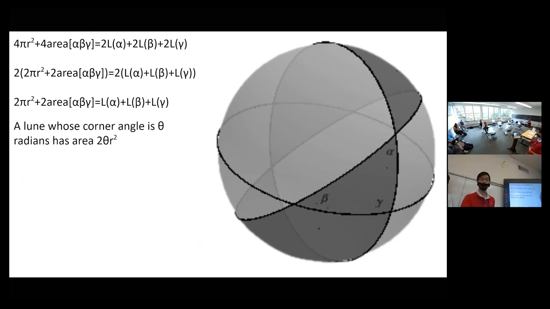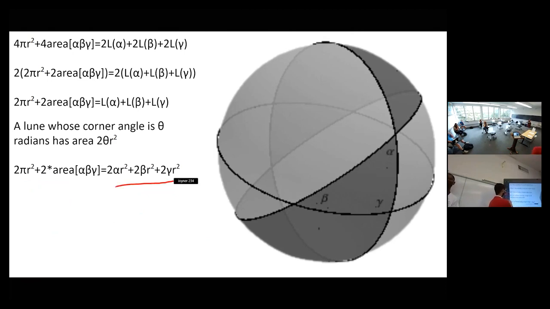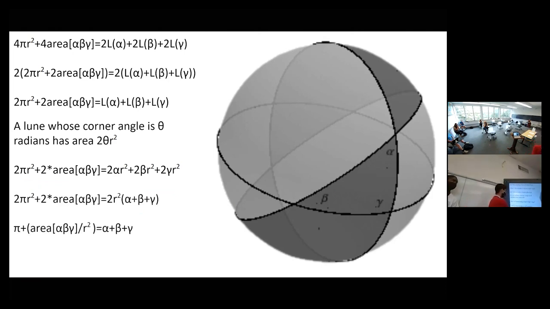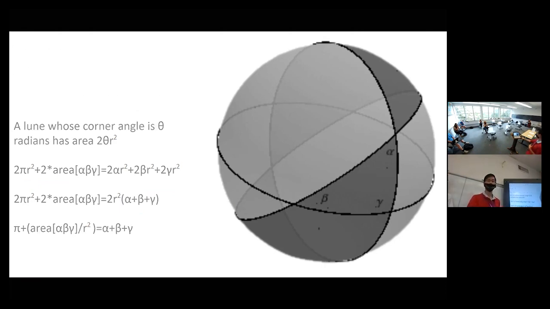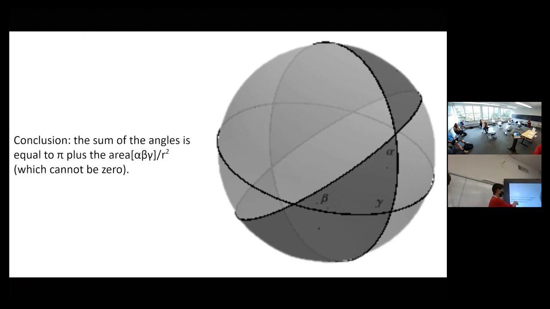Great, now we can substitute it in, and we get this on the right side of the equation right here. And we see we can factor out a 2r squared here. We divide both sides by 2r squared. We end up with this final equation. The sum of the interior angles of this triangle, alpha plus beta plus gamma, is equal to pi radians, which is 180 degrees, plus the area of the triangle divided by r squared. So we come to the conclusion that the sum of the angles is equal to pi, 180 degrees, plus the area of the triangle divided by r squared, which cannot be 0.